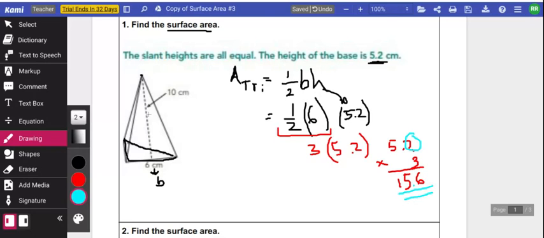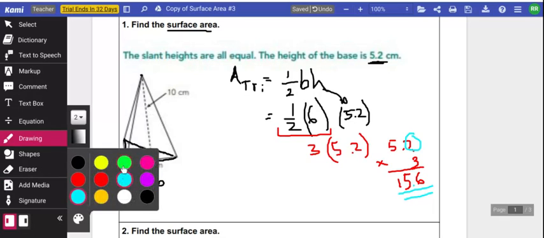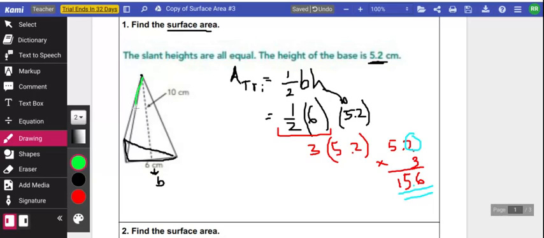Now let's find the area of the faces. The three faces are also triangles, right? This right here would be a face. Okay, so if I can find the area of that one face, then I can multiply it by 3 because there are three faces that make up this pyramid. So let's find the area of this triangle.